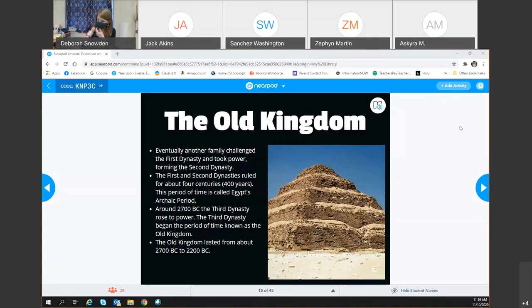So, after the end of the second dynasty, another family rises up and takes power, starting the third dynasty around 2700 BC. This also begins what we call the Old Kingdom in Egyptian history. Make a note of that, one of the major eras in Egyptian history. The Old Kingdom began around 2700 BC with the third dynasty. It ended around 2200 BC. It is also the era of the pyramids. I'd make a note of that as well.